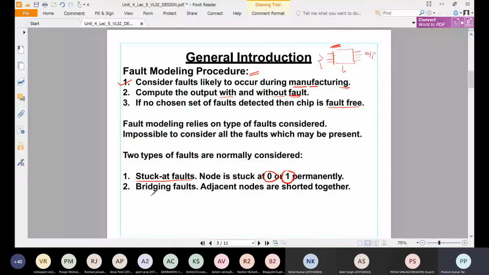And another is the bridging fault. So basically these two types of faults can be considered. In a bridging fault, adjacent nodes are shorted together, so there will be a bridge. Two nodes are there in a circuit, these two nodes get connected, so it comes out to be a bridging fault. So we will see stuck at fault and bridging fault.